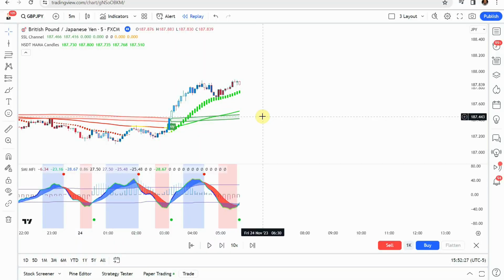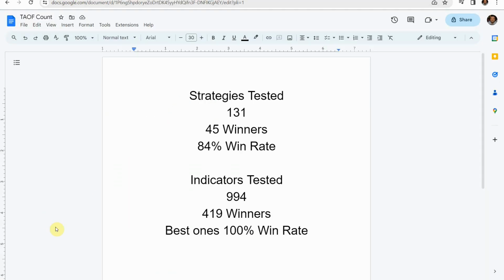Alright, as I said, today we will be testing a 5-minute scalping strategy. Before we do though, I wanted to put the testing scoreboard up for everyone to see. So to date, we have tested a total of 131 different strategies, with 45 of them being winners. The best one so far was able to achieve an 84% win rate. That is the Academy of Forex strategy with the Z-score probability indicator. We've also tested a total of 994 indicators, with 419 of them being winners.